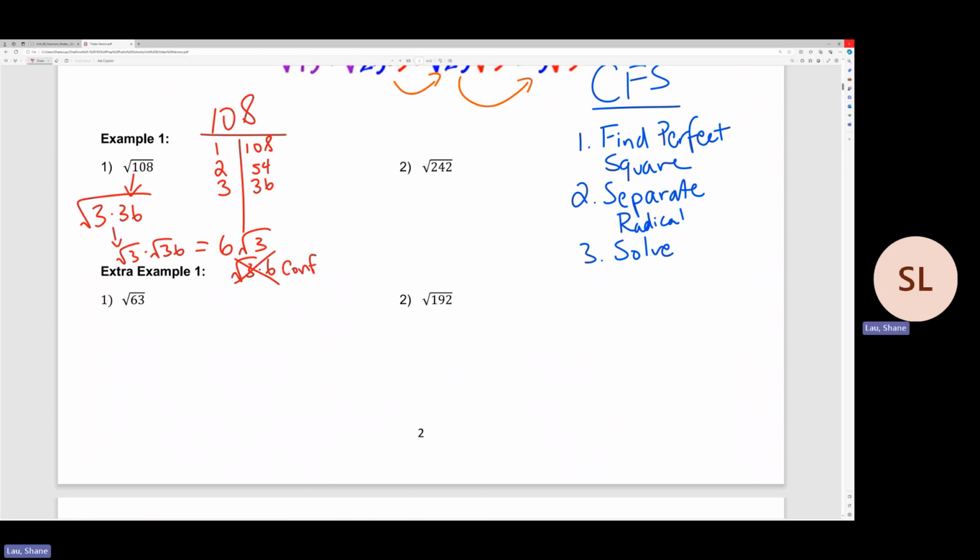So you gotta make yourself a note. Confusing, don't do that. Make sure that the coefficient is in the front.